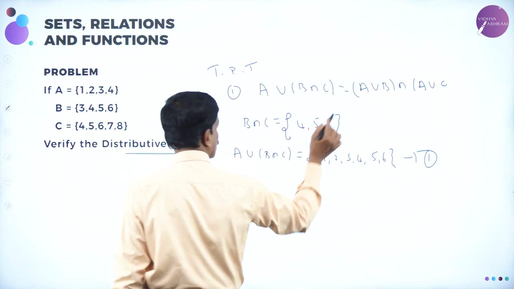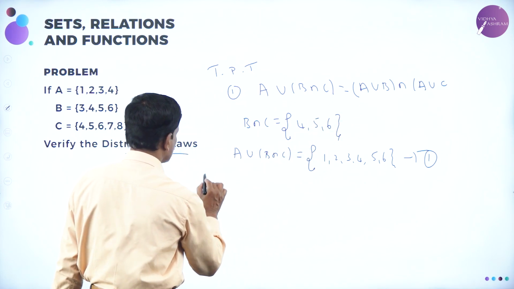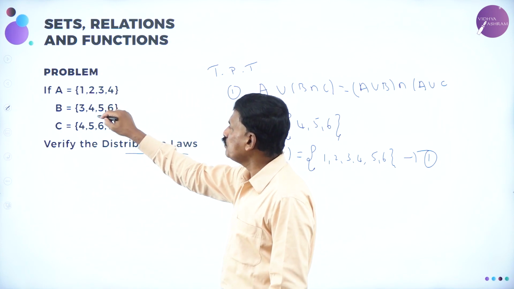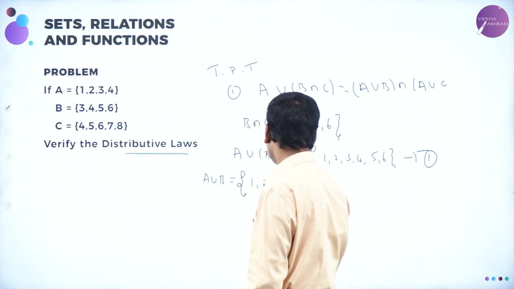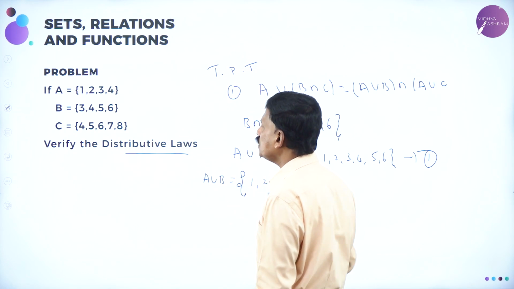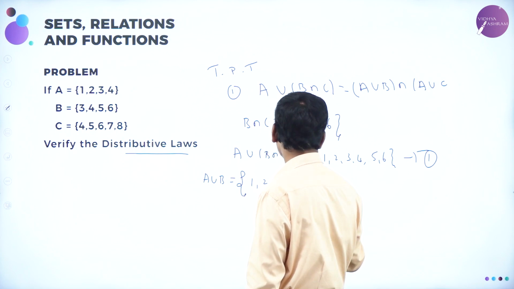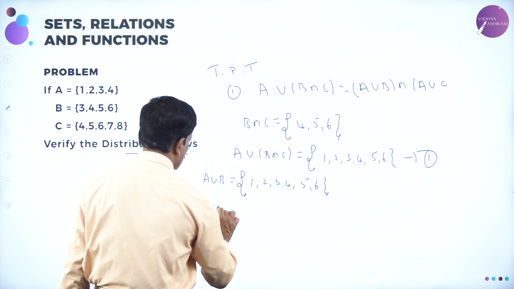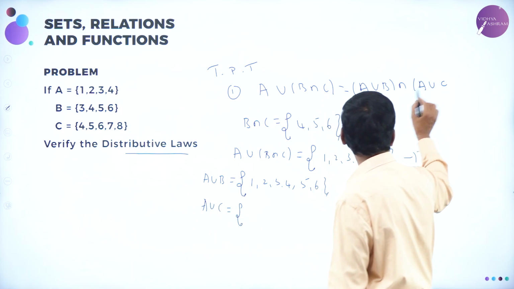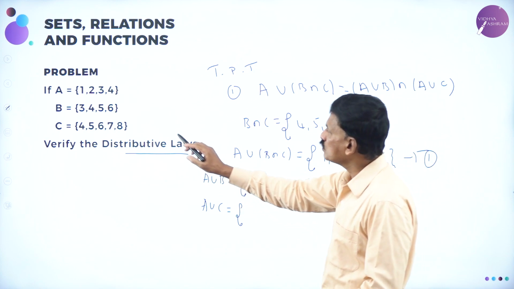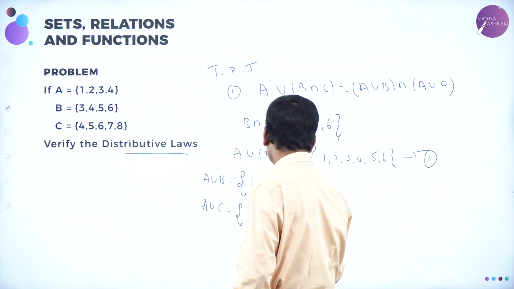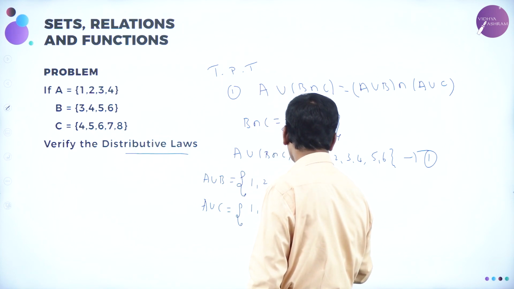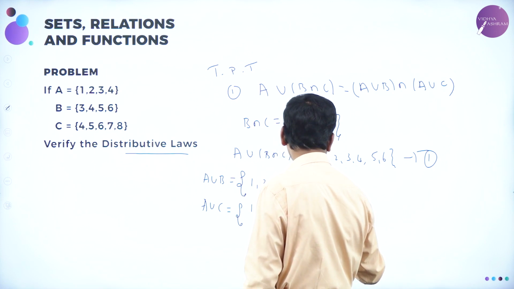Now come to the right hand side. On the right hand side, A union B first. What is A union B? A and B union: in A we have 1, 2, 3, 4, B 3, 4, 5, 6. 3, 4 is already there. We can take 5, 6. Similarly, A union C. What is A union C? A union C is equal to 1, 2, 3, 4, and C contains 4, which is already there, we can take 5, 6, 7, 8.